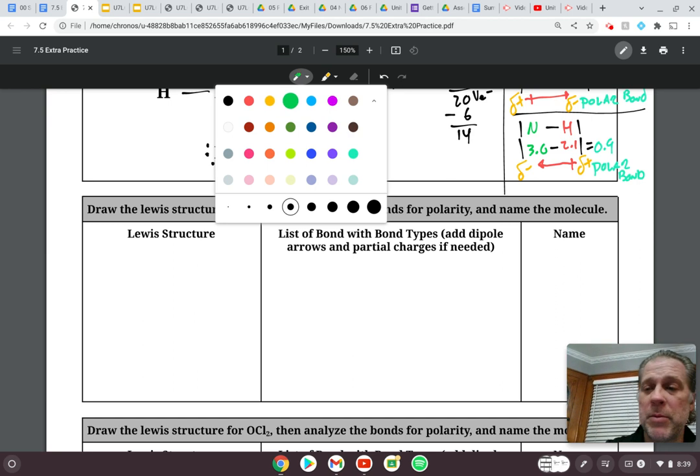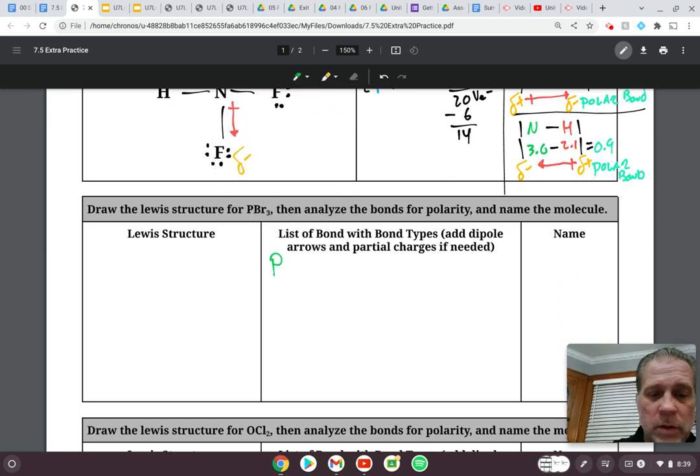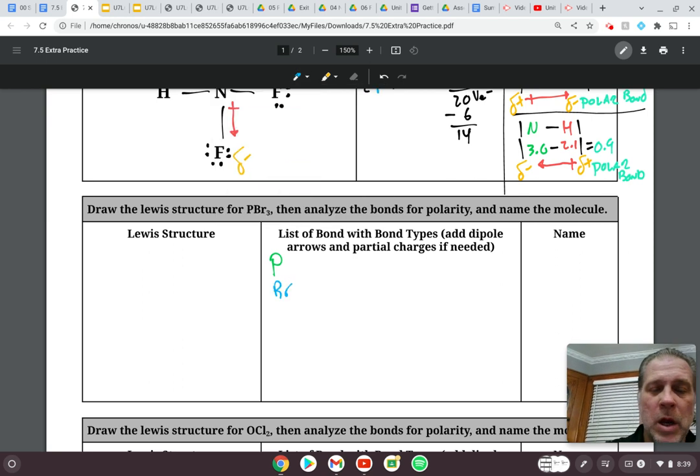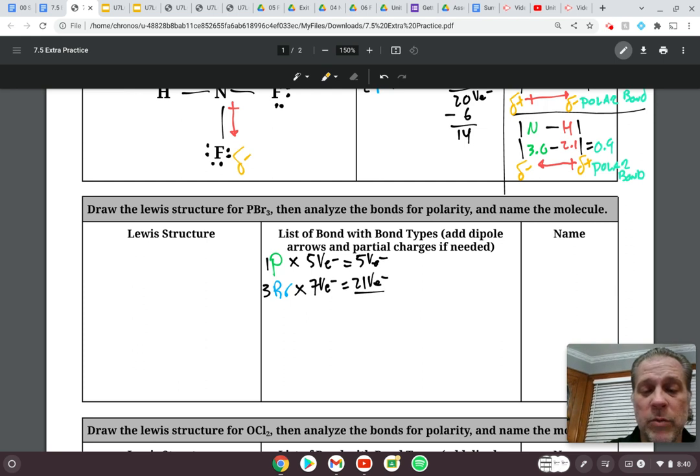And so in this problem, we have phosphorus, and we have bromine. There's one phosphorus times 5 valence electrons, so that's 5 valence electrons. There are 3 bromines times 7 valence electrons, so that's 21 valence electrons. We add that up, we get 26 valence electrons. So I'm going to start by placing my central atom, which is phosphorus.